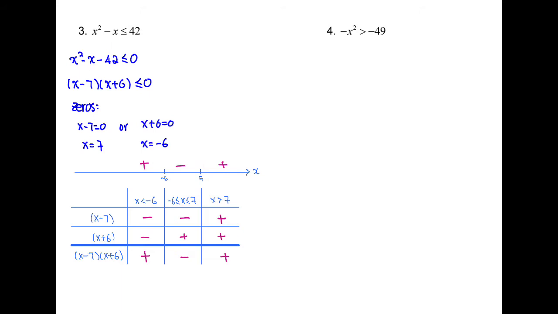At the same time, we need to make sure whether or not we need to include the zeros, because there's an equal sign on the inequality. That means we do want to include the zeros. So our solution will be from negative 6, solid dot, all the way to 7 with a solid dot.